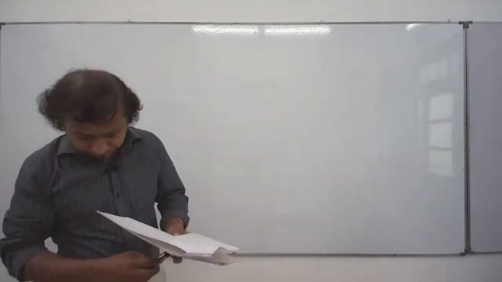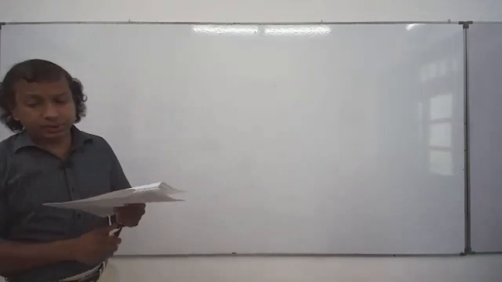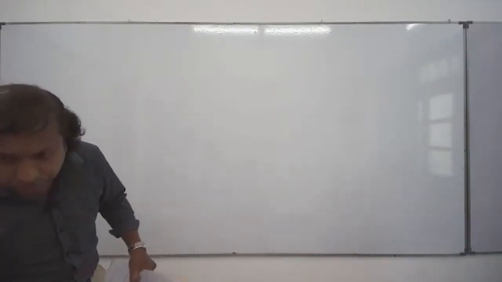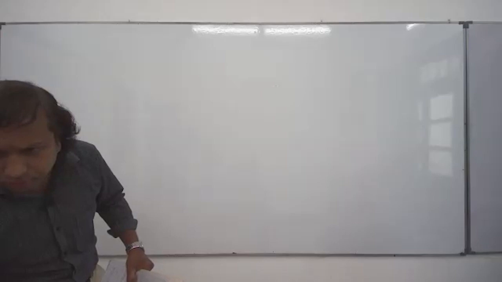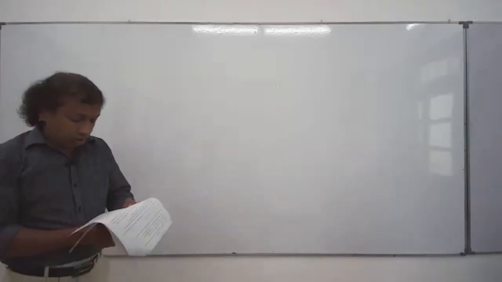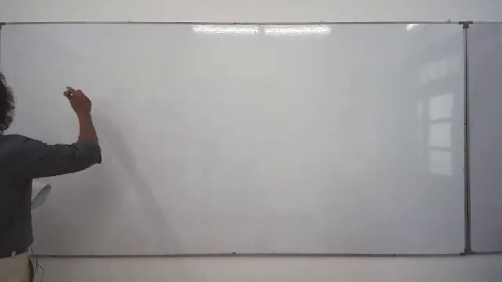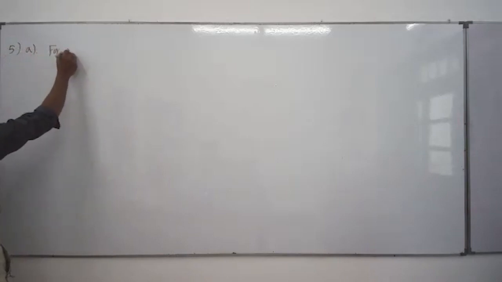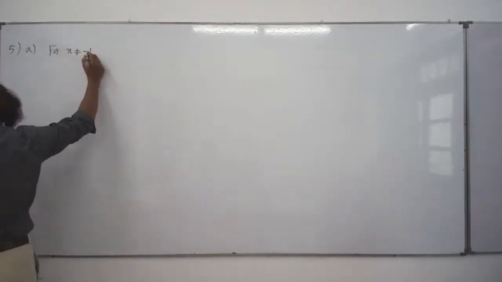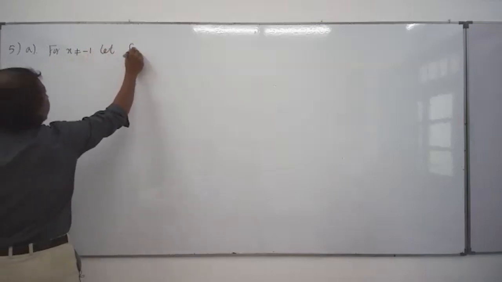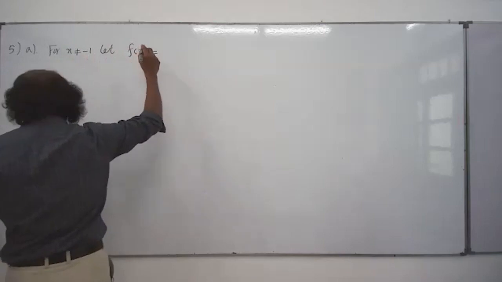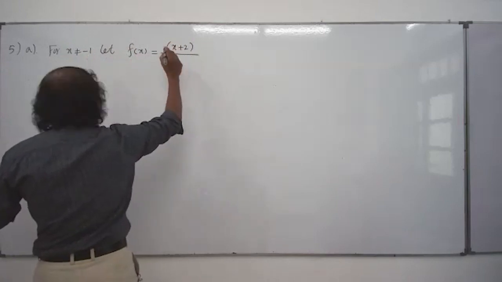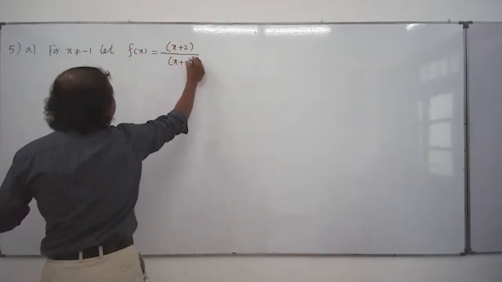There you are given the question like this. Question number 5, part A, given like this. For x not equal to -1, let f(x) equals (x plus 2) upon (x plus 1) squared. This way you are given.